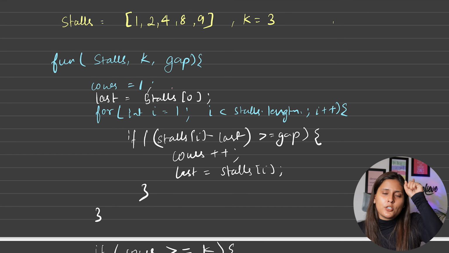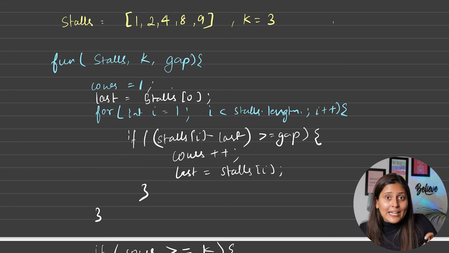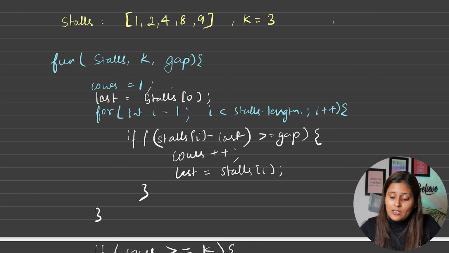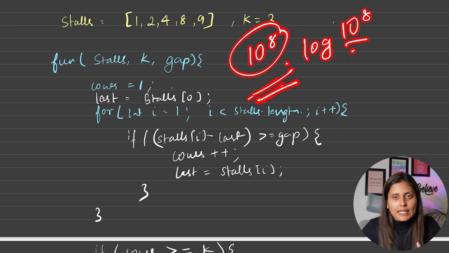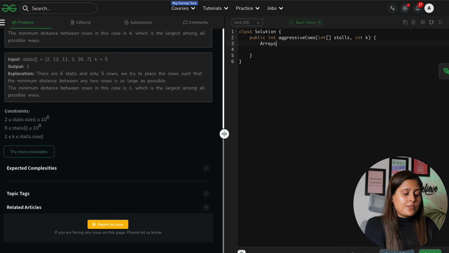The only difference is that instead of running the for loop, you have to write a while loop for the binary search. And that for loop which was taking 10 power 8, now because of the binary search, will take logarithmic of 10 power 8. So let's write the code here. First we need to sort our stalls. So Arrays.sort(stalls).